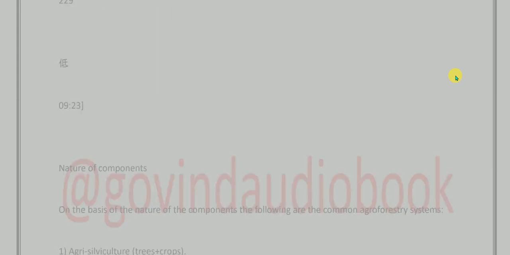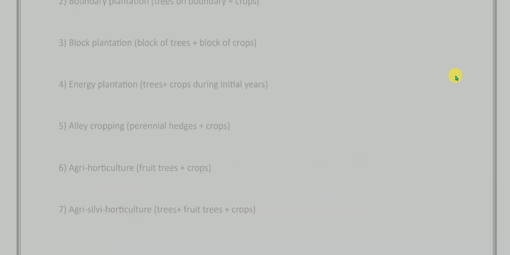Nature of components. On the basis of the nature of the components, the following are the common agroforestry systems. 1. Agrisilviculture, trees plus crops. 2. Boundary plantation, trees on boundary plus crops. 3. Block plantation, block of trees plus block of crops. 4. Energy plantation, trees plus crops during initial years. 5. Alley cropping, perennial hedges plus crops.